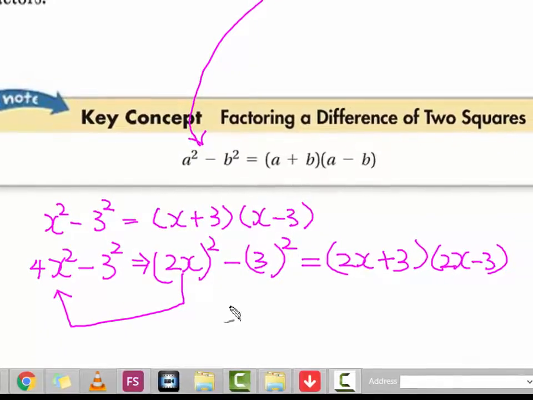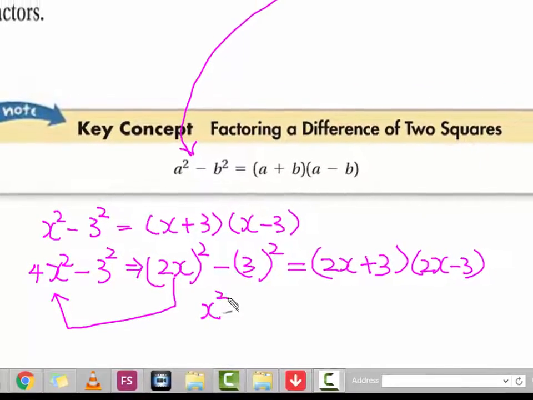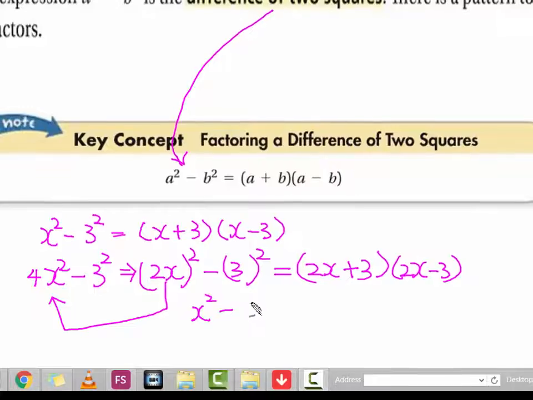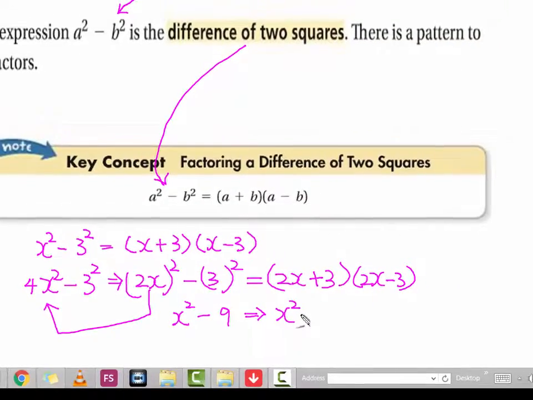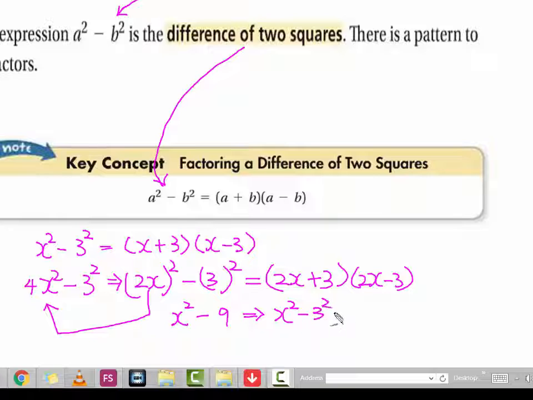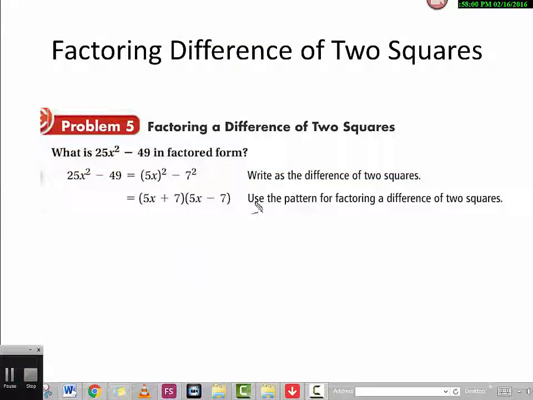But sometimes they will do something like that. Instead of giving you 3 squared, they say x squared minus 9. So you have to do another step by saying x squared minus 3 squared, and then you have x plus 3, x minus 3. Here's another example.